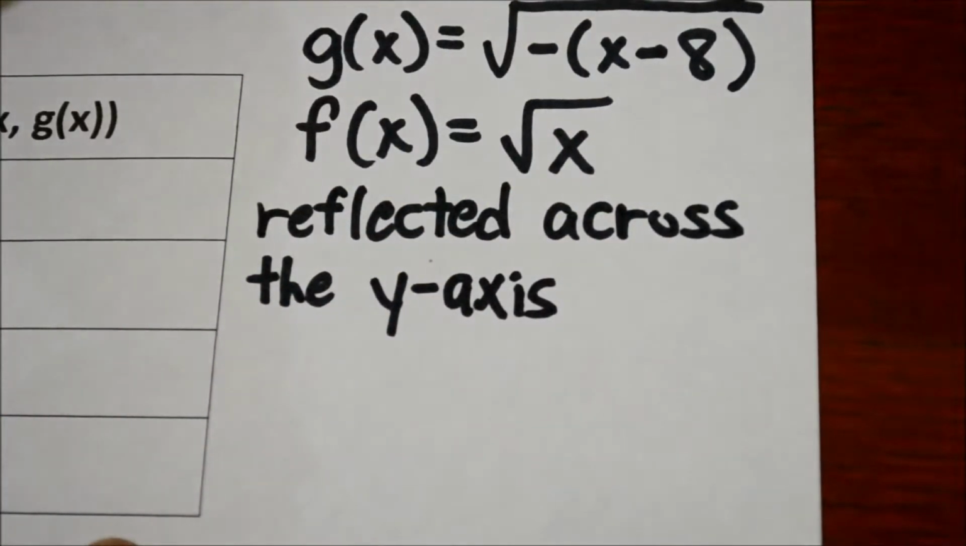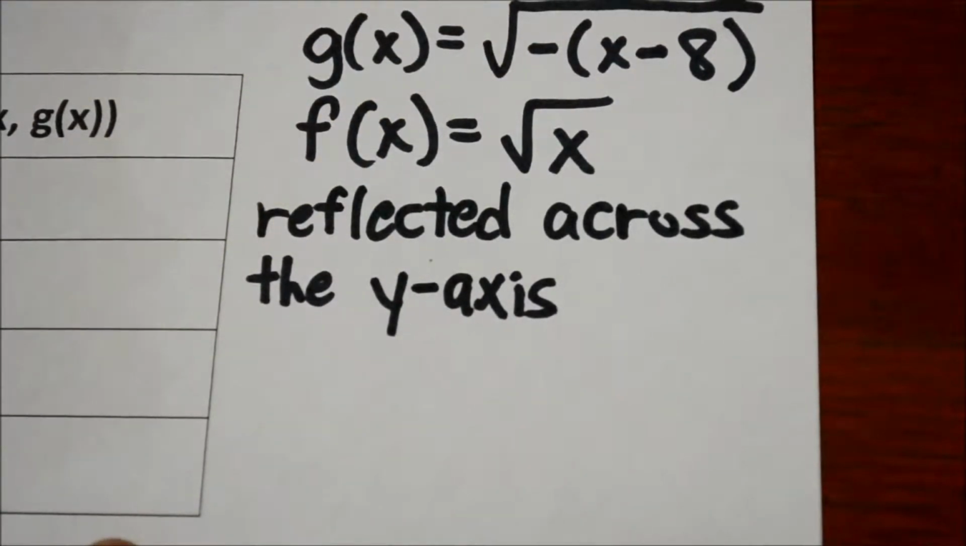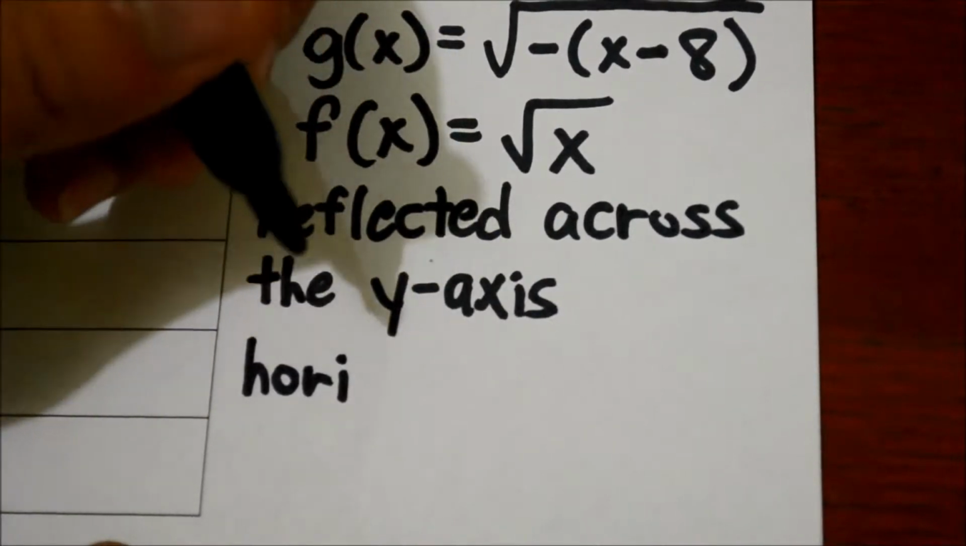Also, the x is inside the parentheses, meaning that there is a horizontal translation. By how many units? The x variable is shifted 8 units to the right, so there is a horizontal translation 8 units to the right.